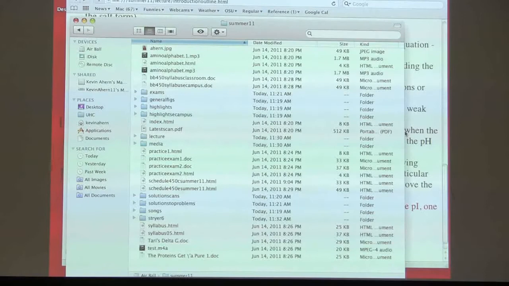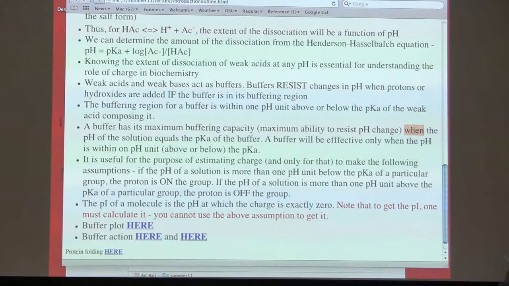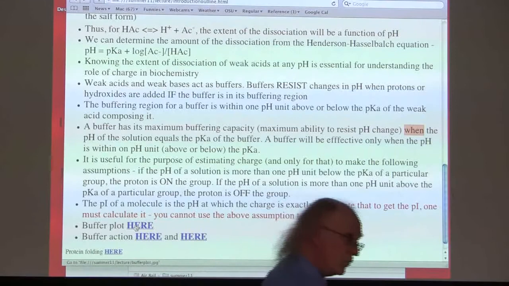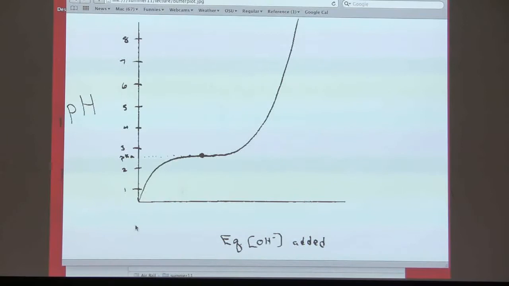Now, let's think about what buffers do with respect to pH. I've told you buffers help resist the change of pH. Graphically, we can understand that a little better, so let's take a look at a titration plot. You probably did titrations in freshman chemistry. This high-quality graphic was produced by yours truly, because amazingly enough, your book didn't have a good one.